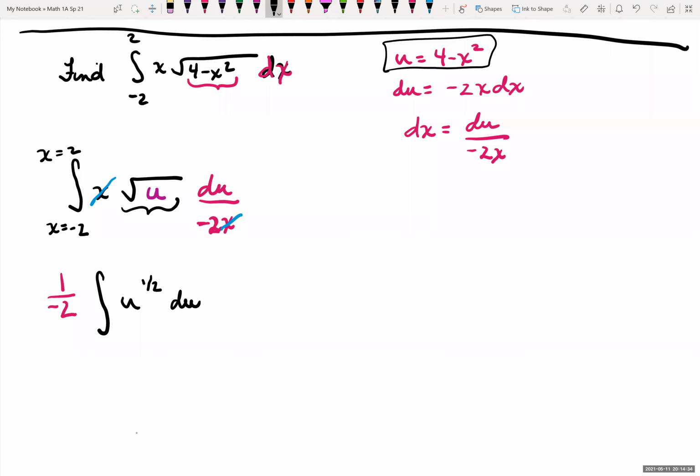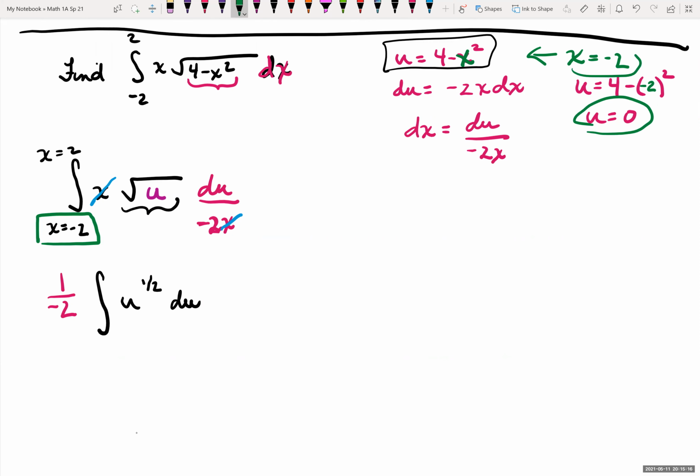So all we're going to do is figure out what our bounds are in terms of u instead of x. We're going to plug in x equals negative 2. If we plug in negative 2 wherever we see an x, we would get u equals 4 minus negative 2 squared. Well, negative 2 squared is 4. And so 4 minus 4 gives us a value of u equal to 0. So when x was negative 2, u is 0.